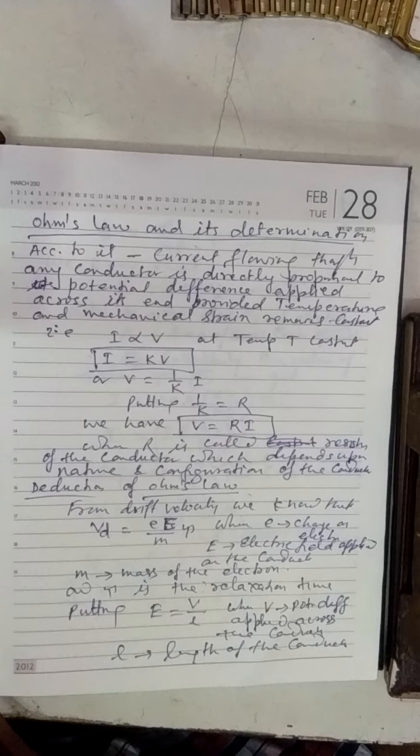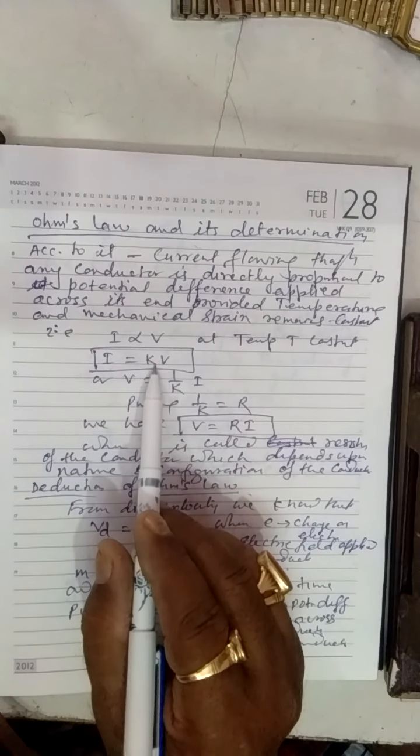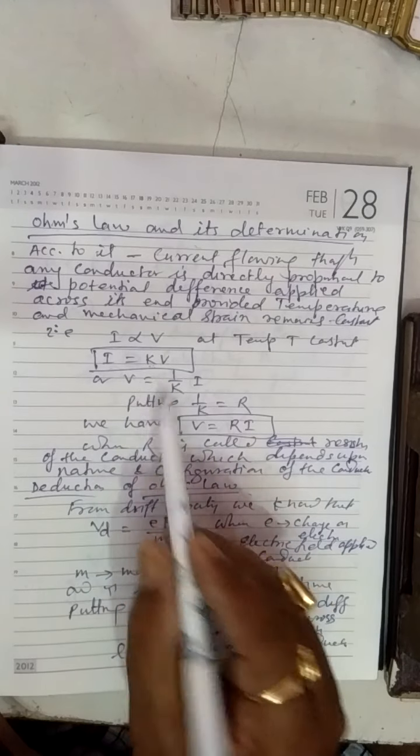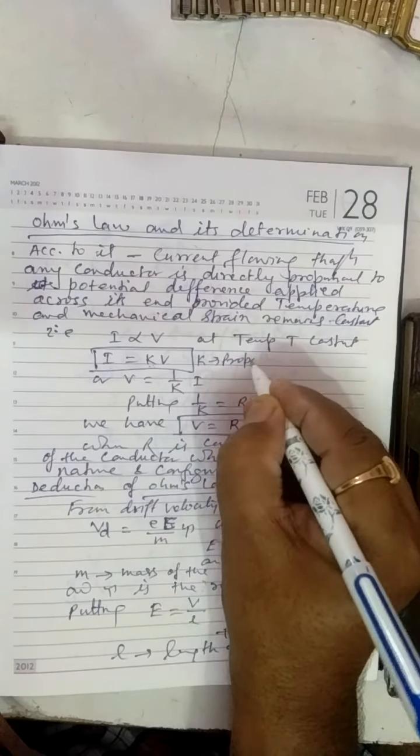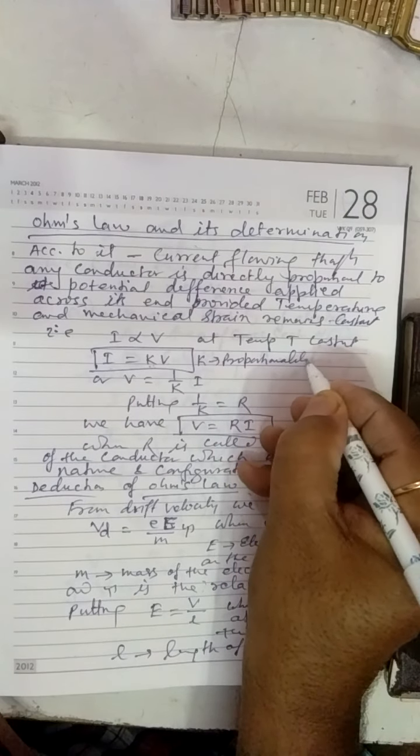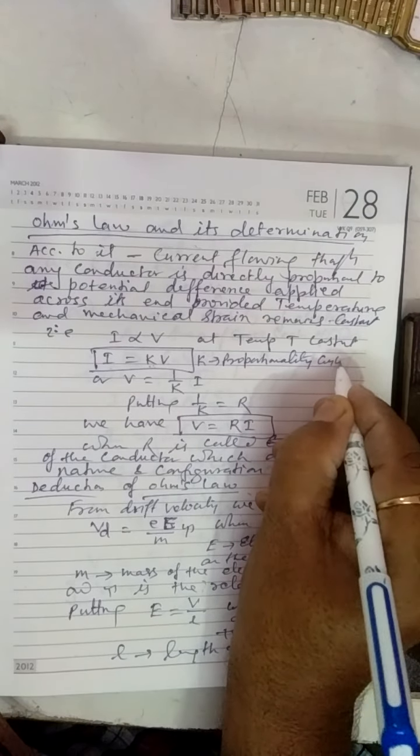Mathematically, we can write I is proportional to V, keeping temperature T and mechanical strain constant. Therefore, we can write I = KV, where K is the proportionality constant. It is called the proportionality constant.